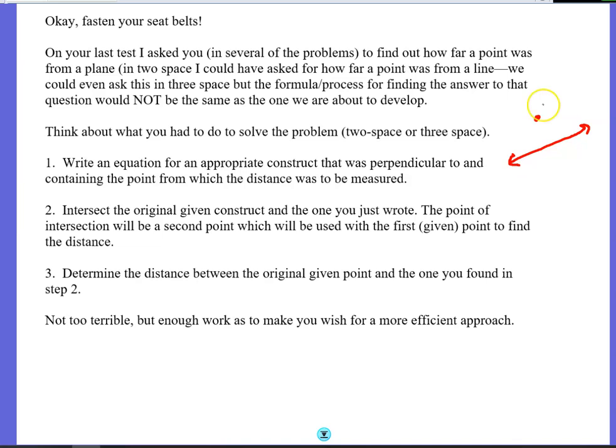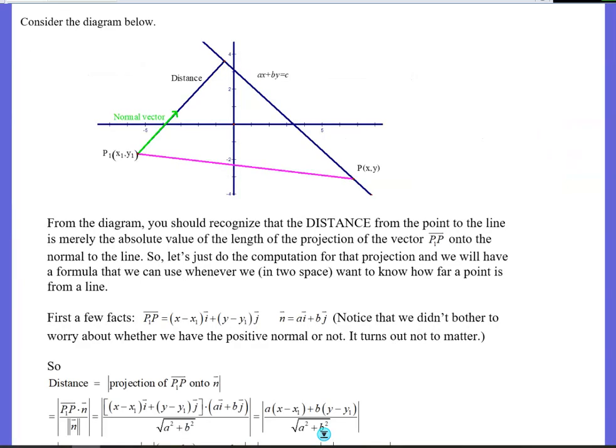If I had to find something that was perpendicular, in 2 space I would find the line that was perpendicular, and then I would intersect those two things together. If I was in 3 space, I would have to do the perpendicular plane, remember this, which took me a minute, and then I would find the intersection of the plane and the line, and then I would have to find the distance between those 2 points, right? It wasn't terrible, but I said, we wish we had a more efficient approach to find the distance between a point and a line, or again, in a moment, a point and a plane. So let's take a look at how we could do that.